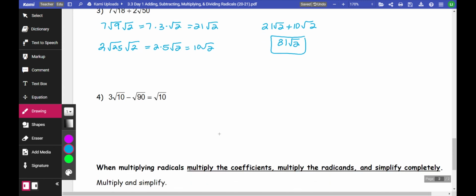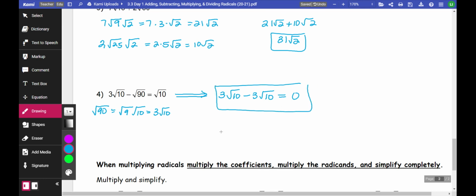All right, and finally, 3 root 10 minus the square root of 90 equals the square root of 10. Well, 10 I know doesn't simplify any further, but this 90 does. Okay, we have the square root of 9 times the square root of 10, and that becomes 3 root 10. So my problem, 3 root 10 minus 3 root 10 should equal 0, not the square root of 10.